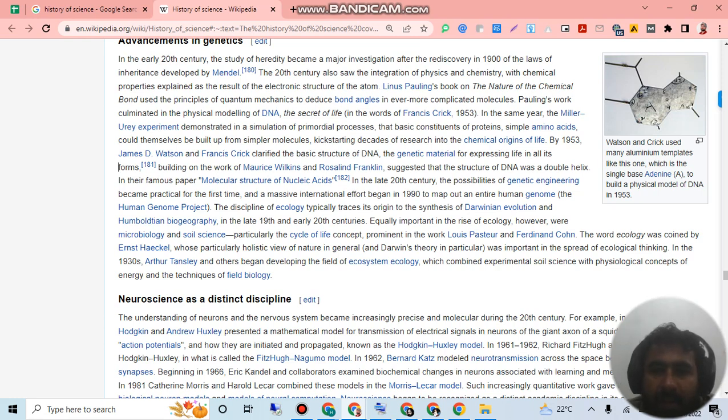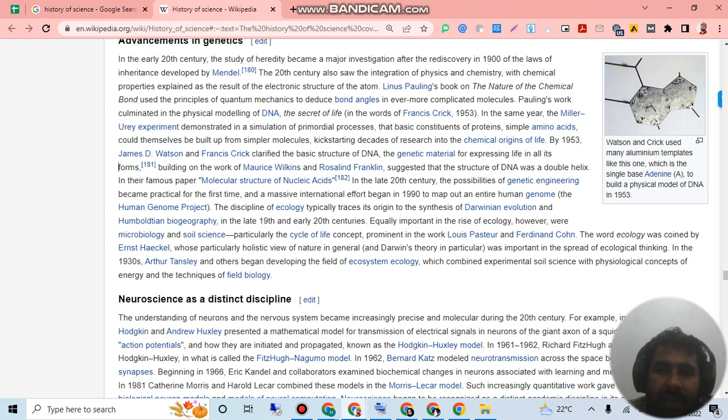Basic constitution of proteins, simple amino acids could themselves be built up from simpler molecules, kick-starting decades of research into the chemical origins of life.